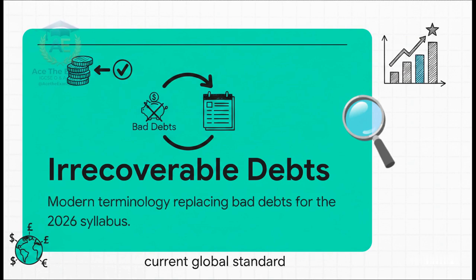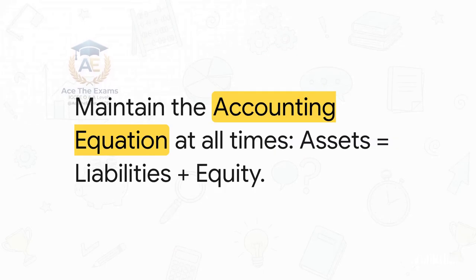Right. And from a grading perspective, this precision is literally make or break. If we're grading your paper and see you still writing bad debts, it's an immediate red flag. It tells the grading team you aren't operating at the current global standard expected of top-tier candidates. So update your vocabulary. Absolutely crucial point.